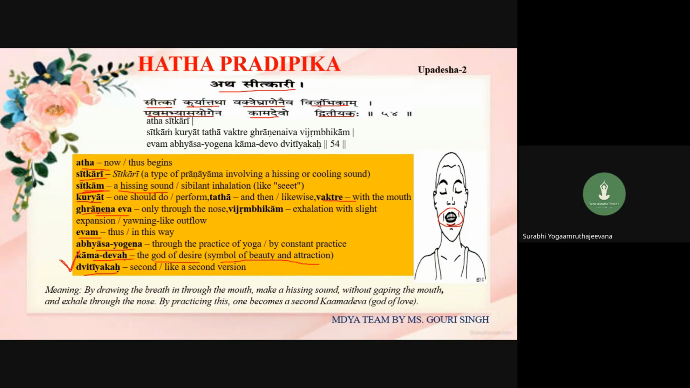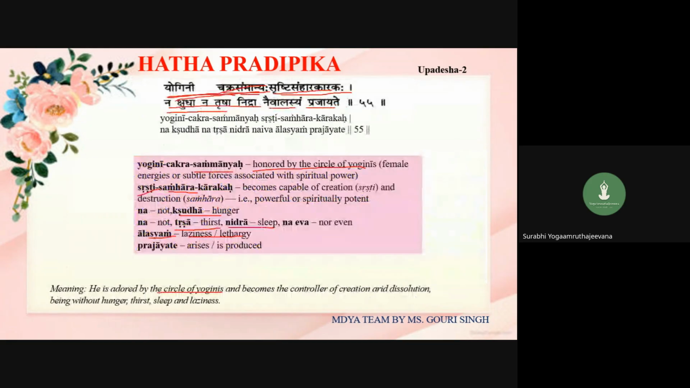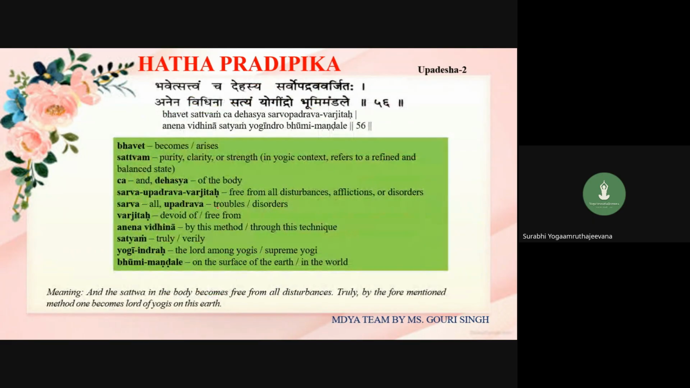First one is Kamadeva. He becomes like a second version of the God of desire, who is a symbol of beauty and attraction. Second, he is honored by the circle of yoginis and becomes the controller of creation and dissolution. Third, he is powerfully spiritual and potent. And fourth, he does not get any hunger, thirst, sleep, or even laziness. Yes, very good. I hope all of you noted it properly.